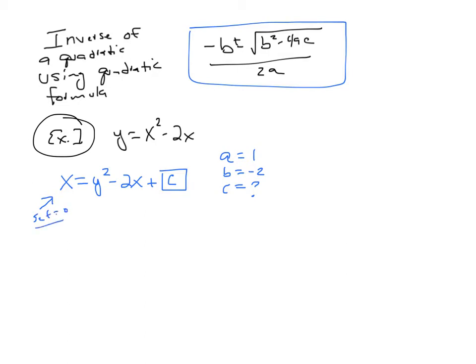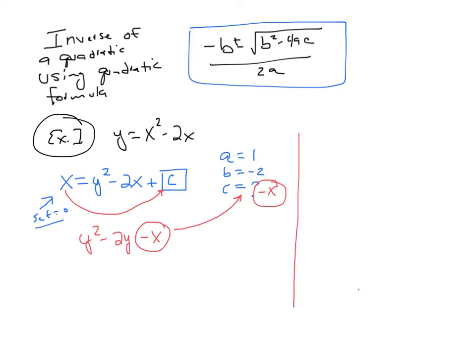So what I do is I move the x to the other side. So I'm going to go ahead and do that, and I'd have y squared minus 2y minus x. So c is -x. Okay, so I'm going to start working this problem now that I've kind of set it up here. I'm going to start solving this problem where 0 is equal to y squared minus 2y minus x. And this guy right here should be a y. Sorry about that. So now let's use the quadratic formula.